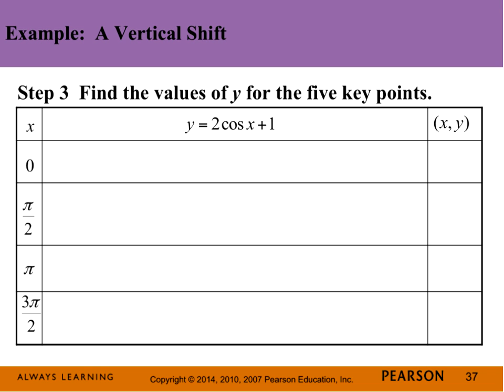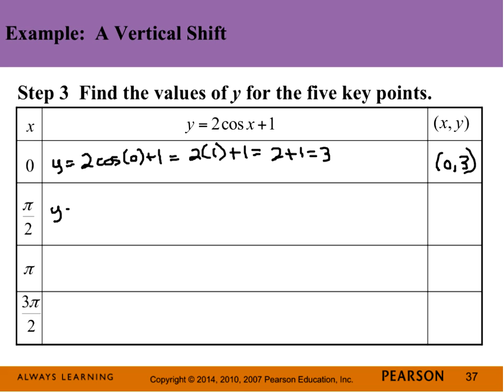All right, so we have y equals 2 times the cosine of 0 plus 1. That is 2 times, the cosine of 0 is 1. So that's 2 plus 1, which is 3. So we have the point 0, 3. Y equals 2 times the cosine of pi over 2 plus 1. Well, the cosine of pi over 2 is 0. So that's 0 plus 1, or 1.